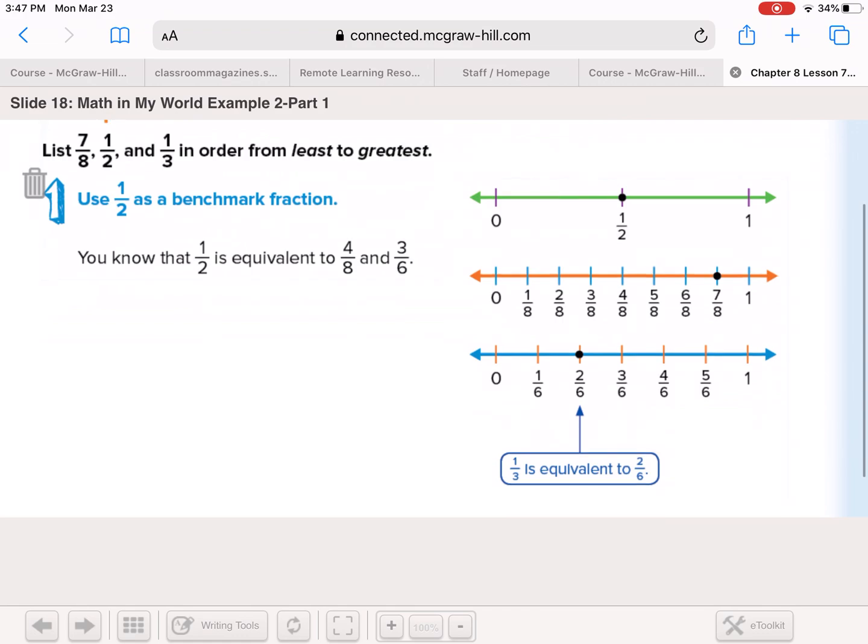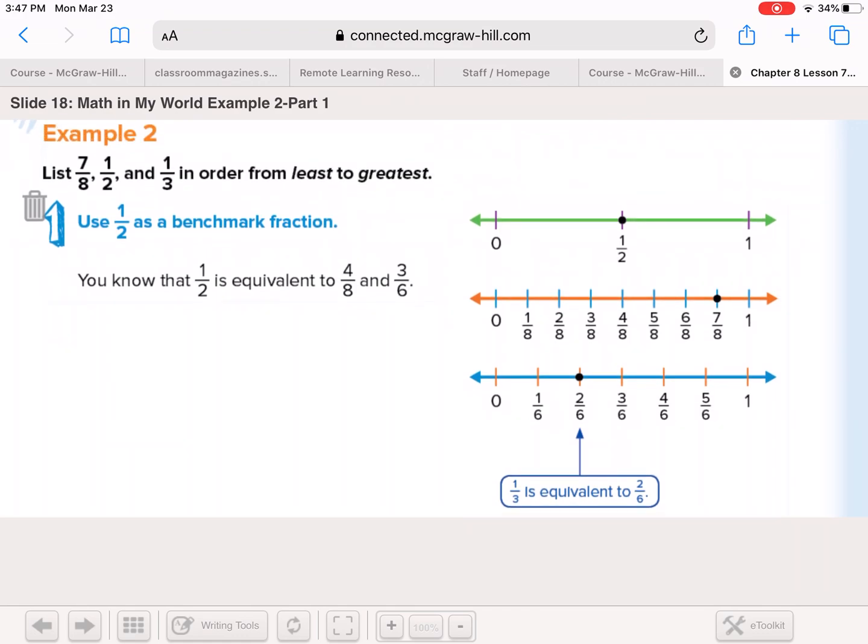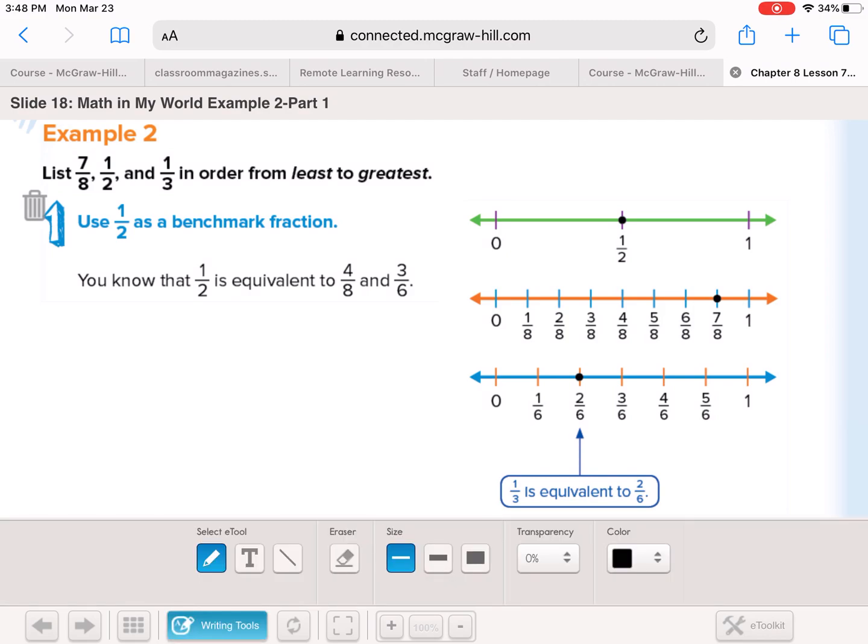Okay, so this is Math in My World example 2. I'm sorry, I kind of flew over example 1 by using the number lines. So it says list 7/8, 1/2, and 1/3 in order from least to greatest. This is another reason why I really like these number lines. Now I see what they have here. They use the same number line, the sixths. You don't have to do that. You could do thirds. So you have your 0, you have your 1, and then you just cut it into thirds, okay?